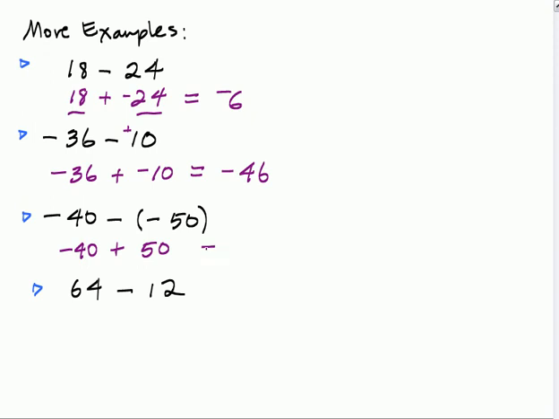and then the last one is another one of those. If you can subtract 64 minus 12, go ahead and do so, but let's just go ahead and do our process of changing subtraction to addition and changing the sign of the number that follows, and we would end up with a positive 52.